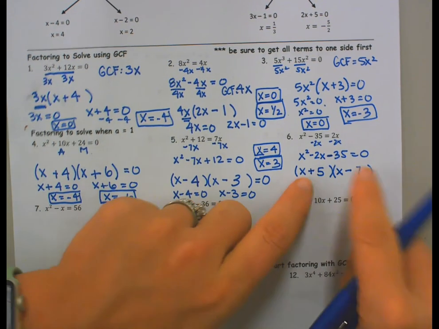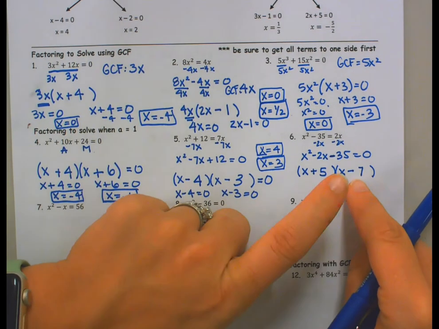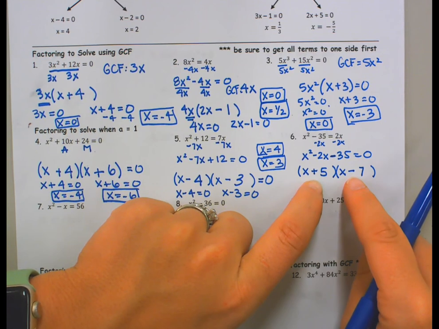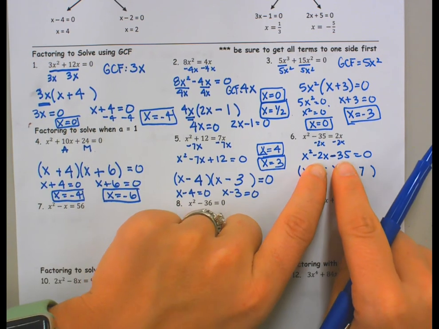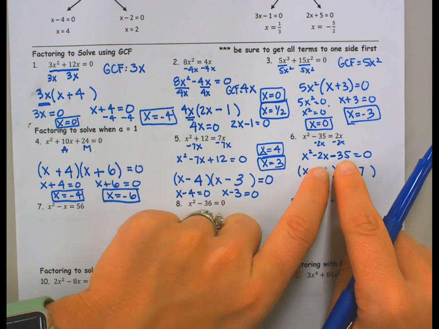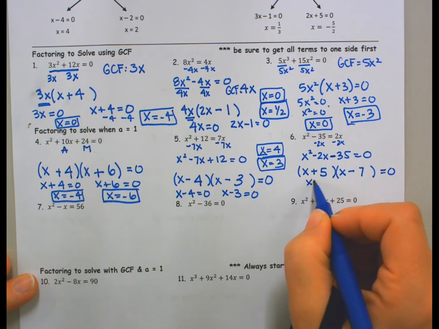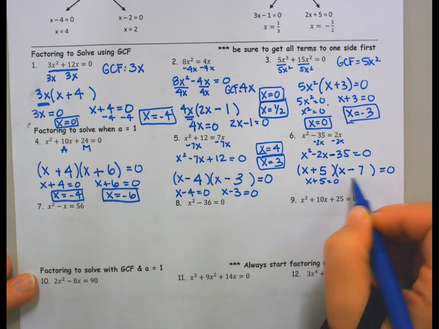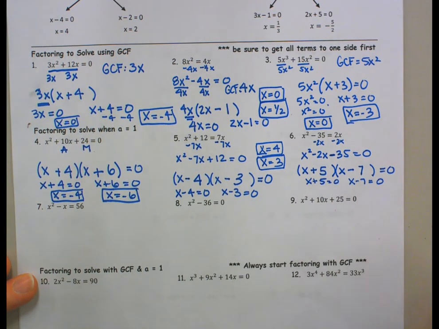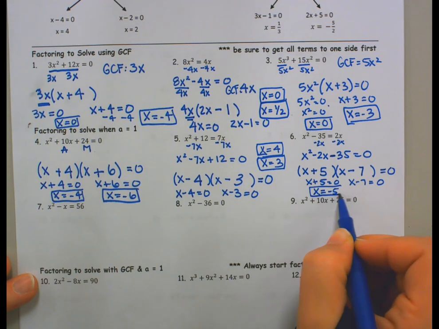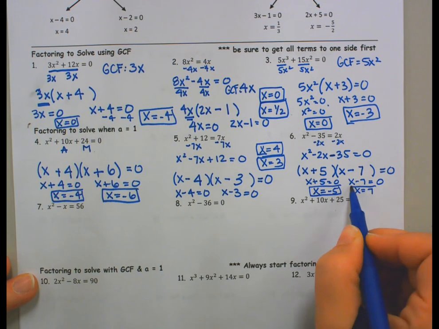If these signs were switched, I would have positive 7 and negative 5, which would give me a positive 2 here. So we have to be careful that our signs are correct to meet both needs. They multiply to give you the last term and add to give you the middle term. So now I can use this to solve. So I set x plus 5 equal to 0, and x minus 7 equal to 0, and that would tell me that x equals negative 5 and x equals positive 7.